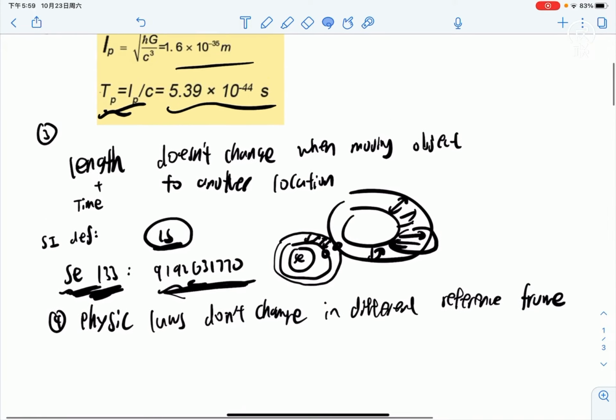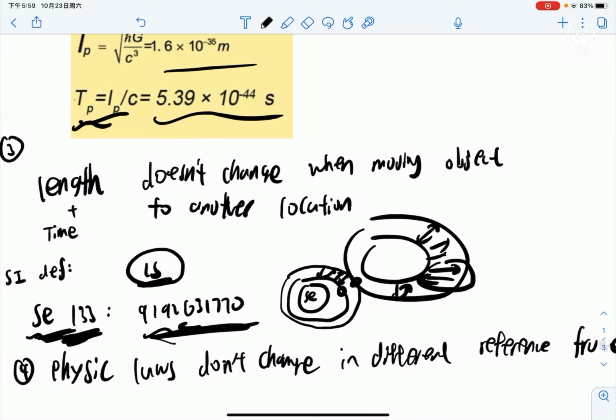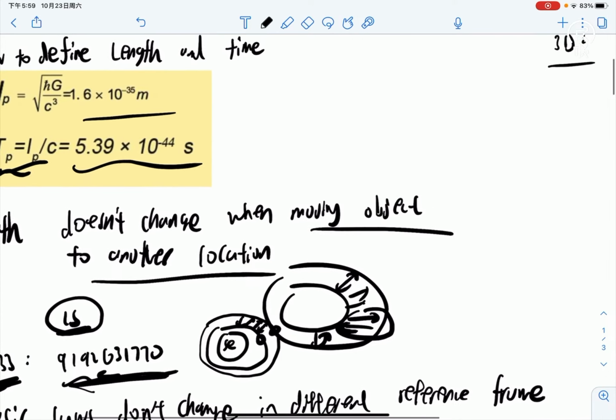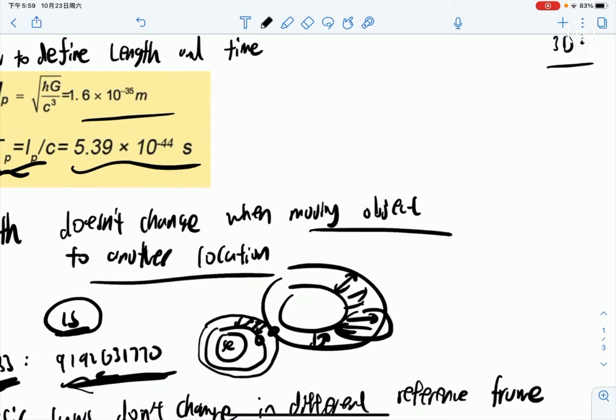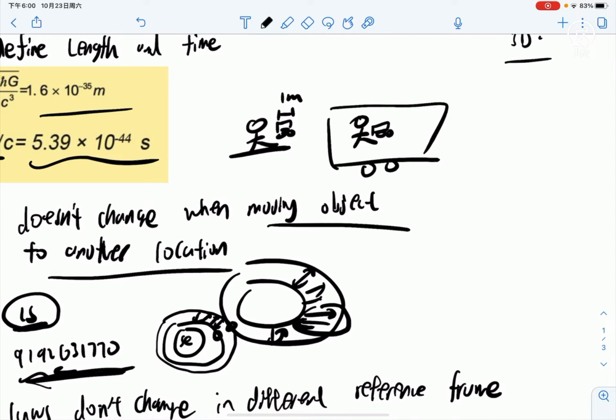And the third assumption we make is that length and time don't change when moving to a different frame of reference. What I mean is that if you stand here and measure the length of a car, it is 1 meter. If you're moving with your toy car in a truck, you also measure it to be 1 meter. So the measurement doesn't change.